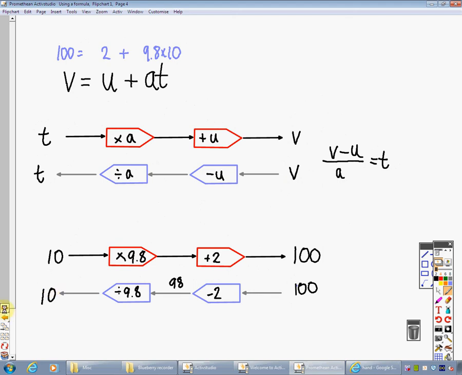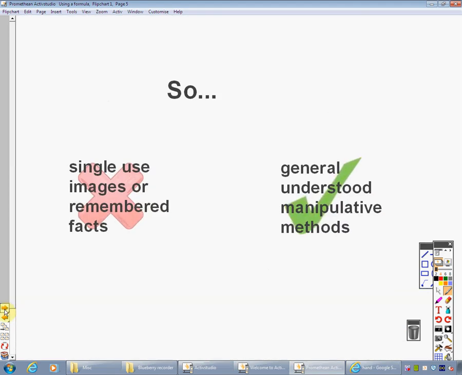So, it's really important that we don't use single images or remembered facts, but we help students use general understanding and manipulative methods.